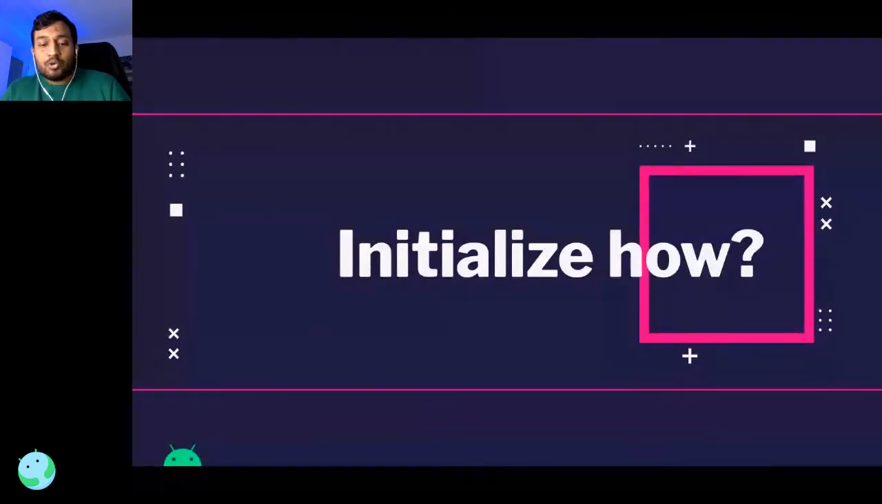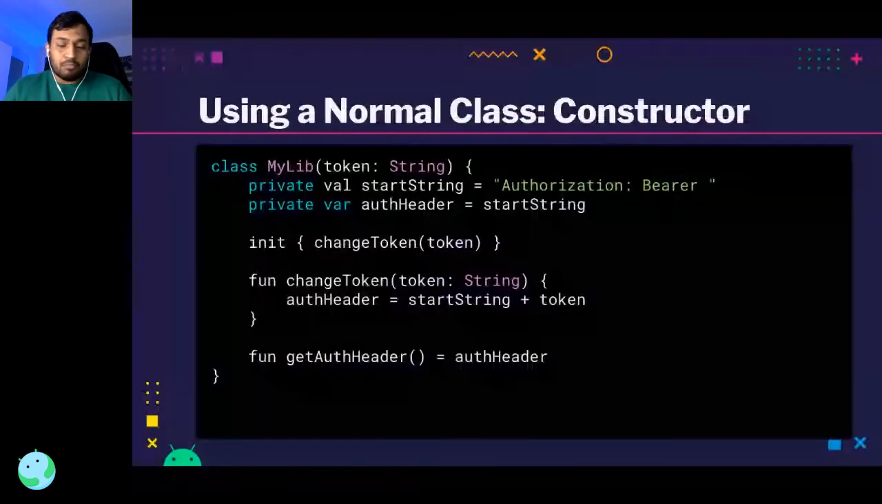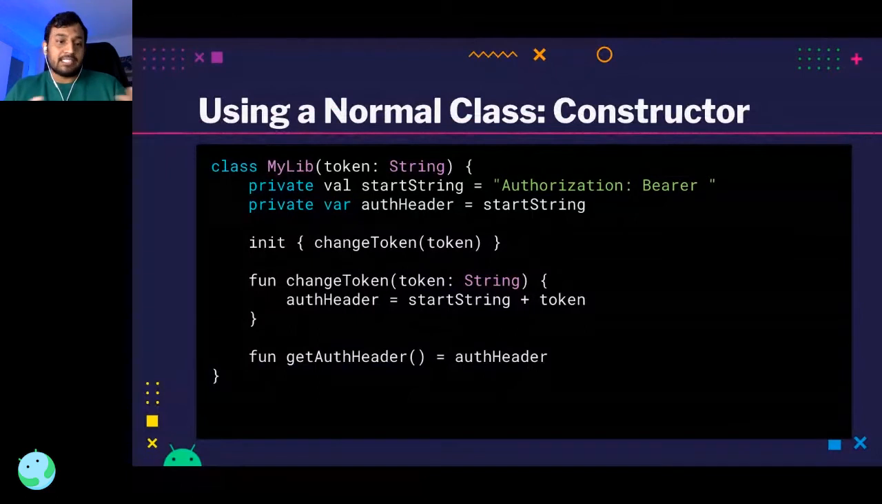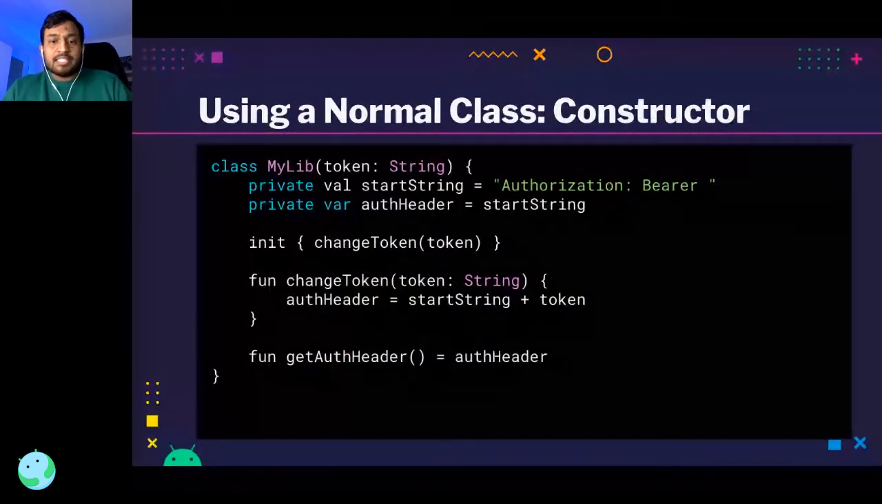Okay, so let's first figure out the different ways Android libraries can be initialized. The very basic one that most everyone would know about is that you create a class and then use the constructor to pass in a value and initialize the library. In this particular case, I'm going to take an example. It has a start string as a value property, a string called authorization: bearer and then space. What I'm trying to do is construct an authorization header that has authorization: bearer space and then the token value for it.